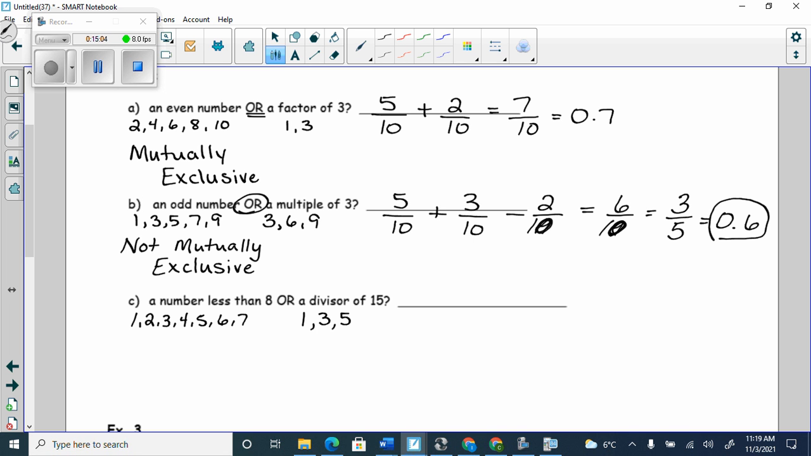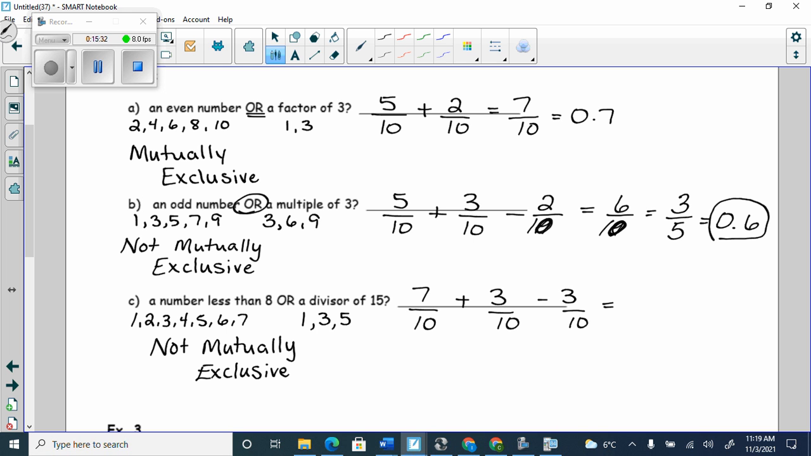Okay. Are there any overlaps? Actually, all of them are overlapped, aren't they? So this is not mutually exclusive. So we're going to get 7 out of 10 for less than 8, plus 3 out of 10 for divisors of 15, minus 3 out of 10 for the overlap. So it's actually 7 out of 10, which is 0.7.